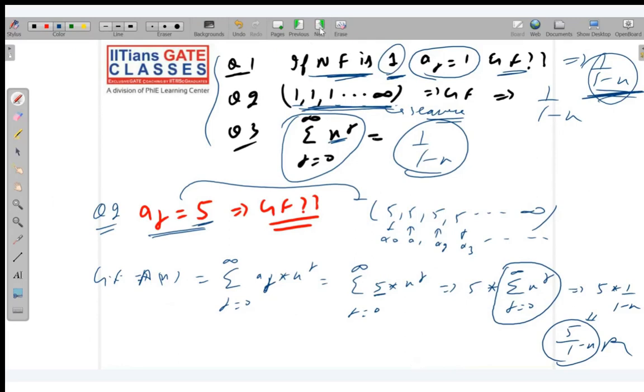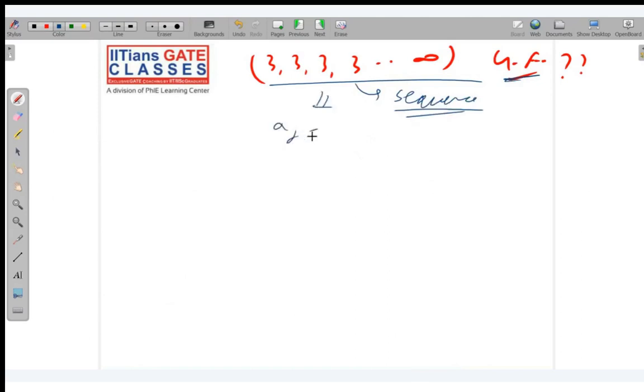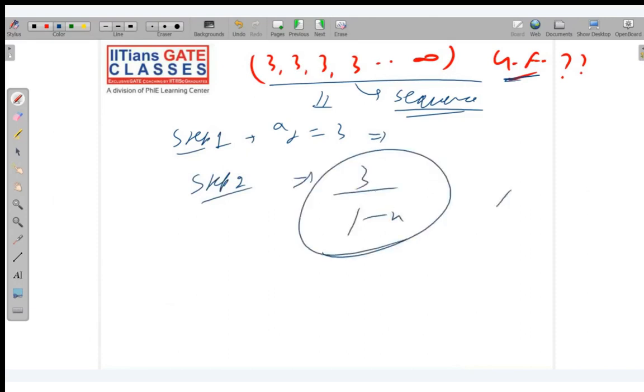Next is 333 up to infinity. What is the generating function? This is the sequence they have given. Very good. So step number 1: you will write the numeric function. The numeric function is a_r equal to 3. So what will be the generating function? Step number 2: I think you have got it. 3 upon 1 minus x.